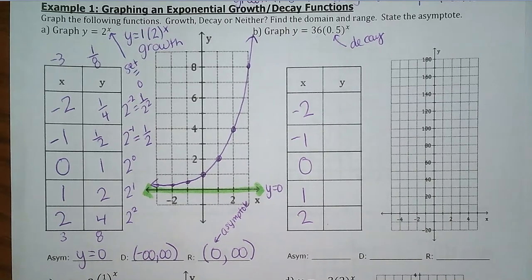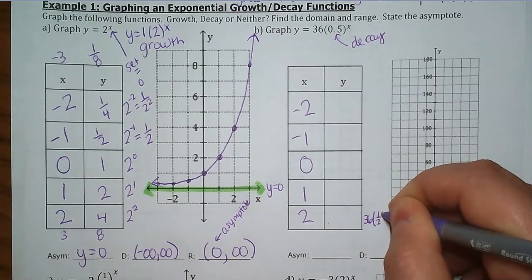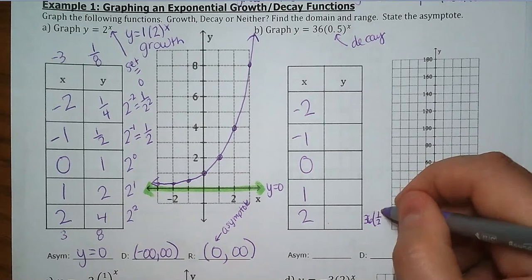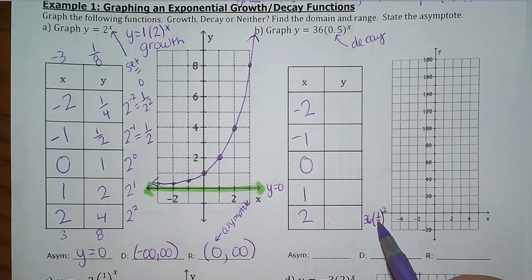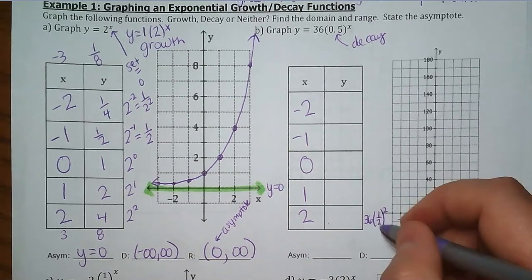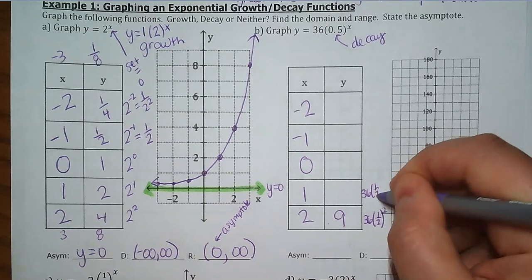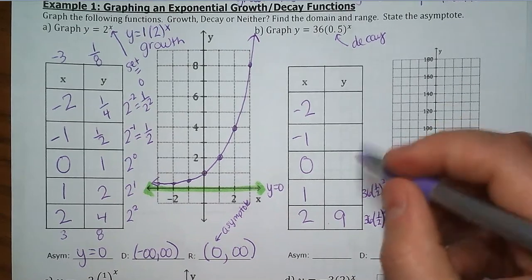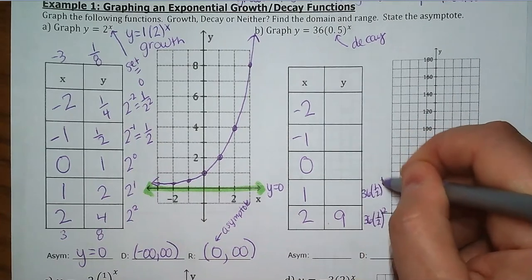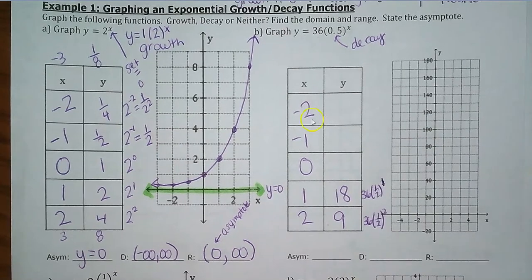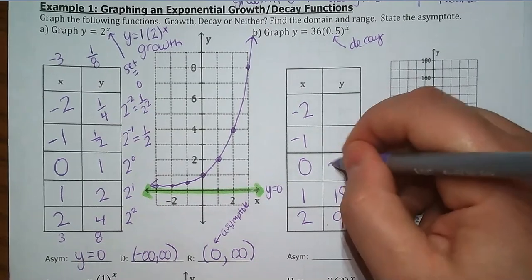Okay, now when we plug these in, this is going to be 36 times 1/2. Oh, I'm sorry, 1/2 squared. All right, so this would be 36. If I squared that, I'd get 1/4. And so 36 times 1/4 would be 9. I'm sorry, 1/2 to the first. 36 times 1/2 is 18. And 36 times 1/2 to the 0, anything to the 0 power is 1, so this is just going to be 36.